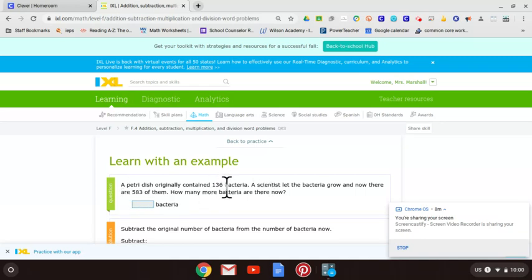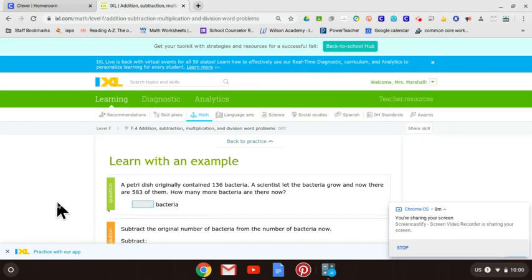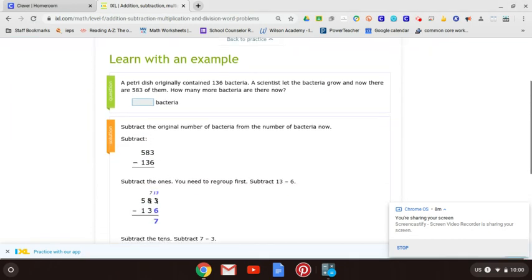Now, on these problems, you can go ahead and use a calculator. So I have my calculator here so I can show you. Okay, so on this one, I'm going to clear this. This was a different problem I was doing. Okay, so on this, I'm going to have 583 minus 136. And I end up with 447. And this is what they're showing you right here.